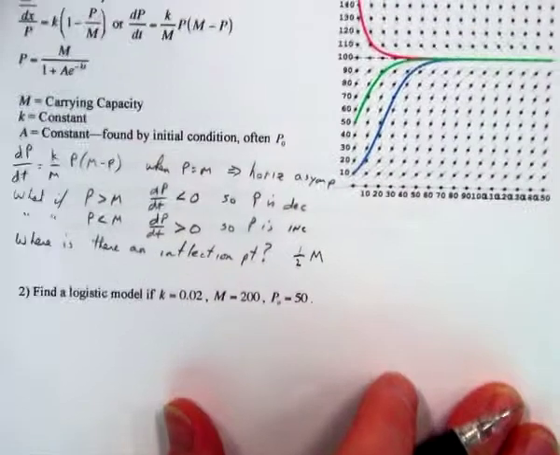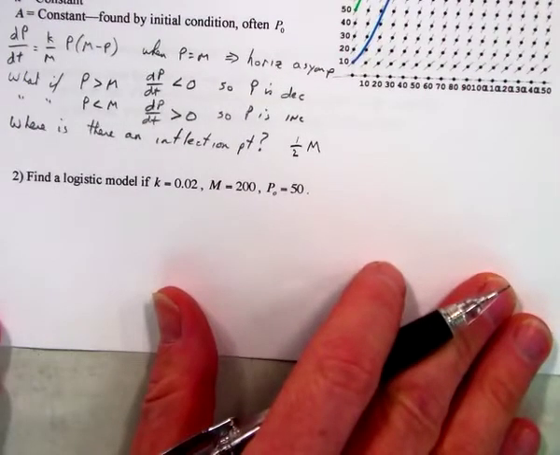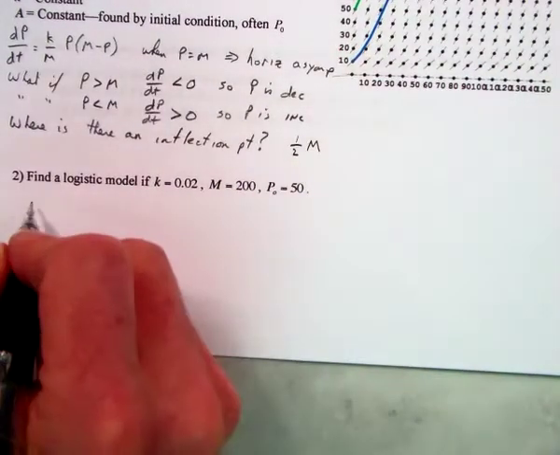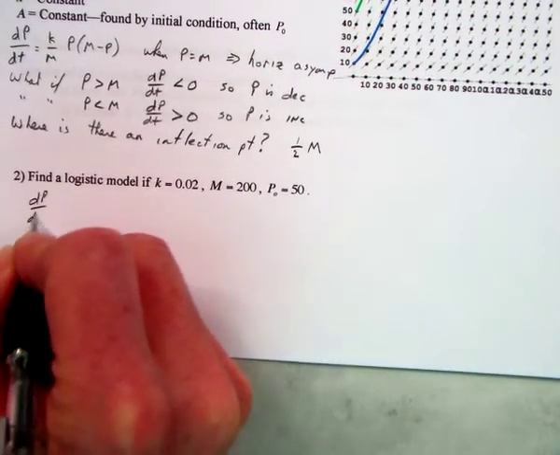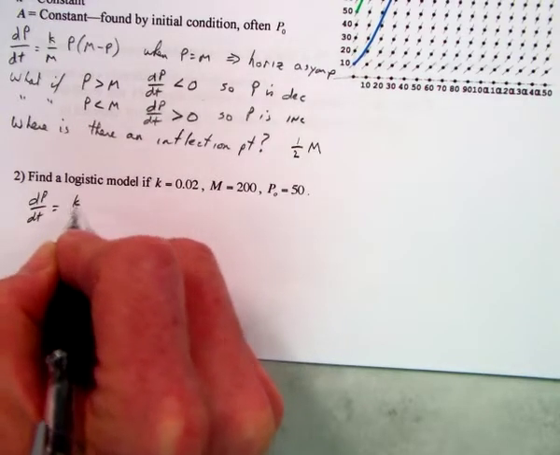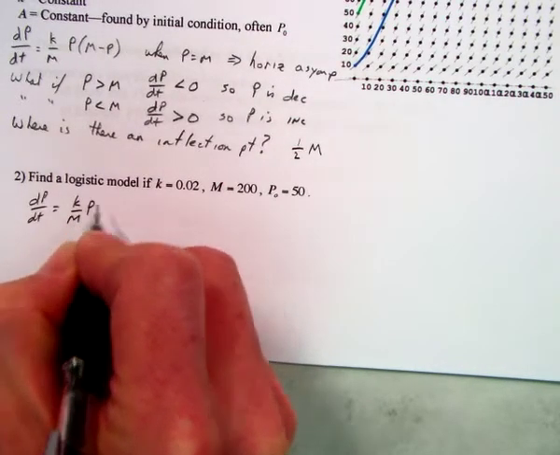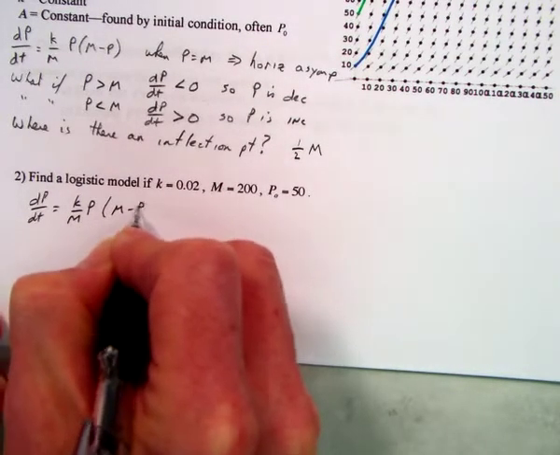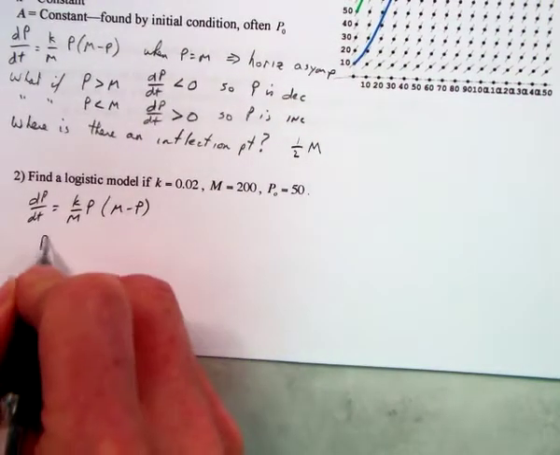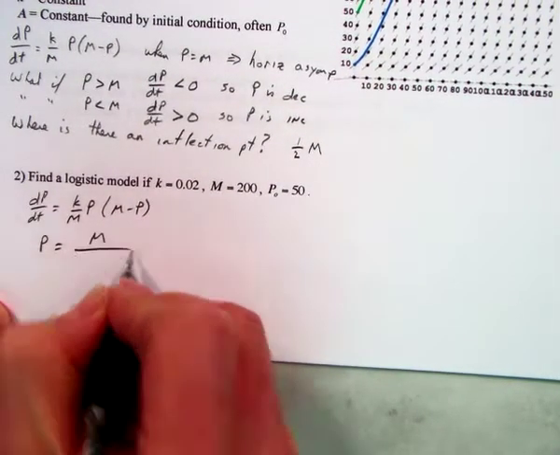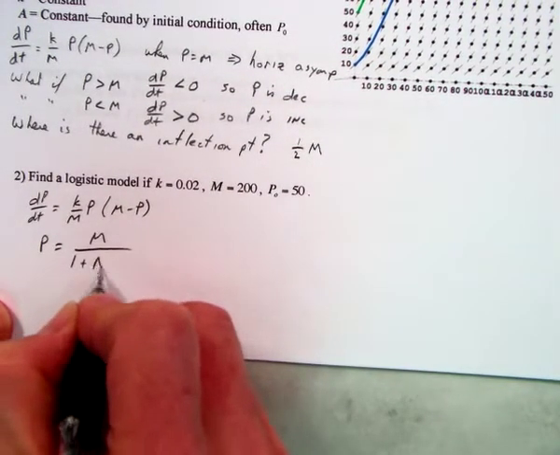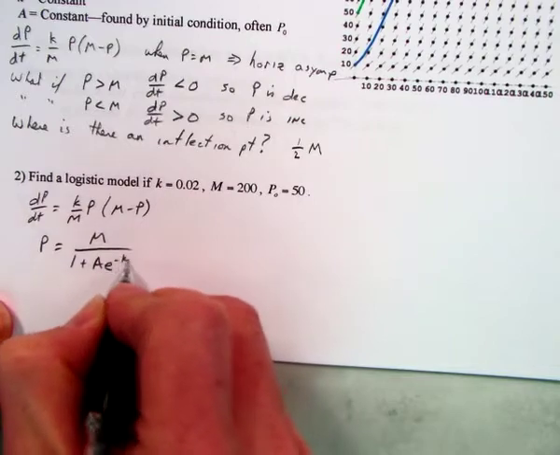Let's start to use these. We're going to find a logistic model for this situation. Again, write it. It'll help you to remember this. We have P, M minus P. The solution is M times 1 over the quantity A plus e to the negative kt.